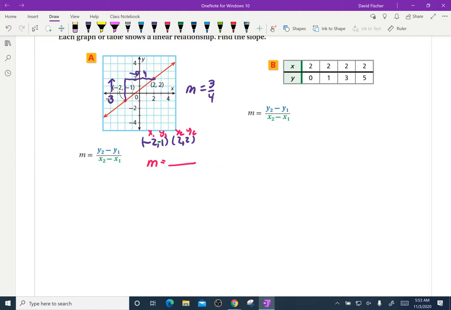So I want to go back here so we can check this out. I have a 2 minus -1, and on the denominator, I have 2 minus -2. Both of these become pluses. Now it's looking the same. I have a positive 3/4. m equals 3/4.